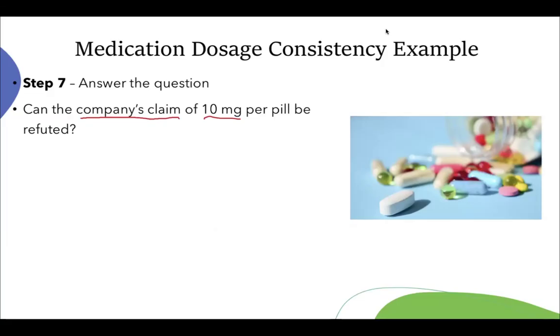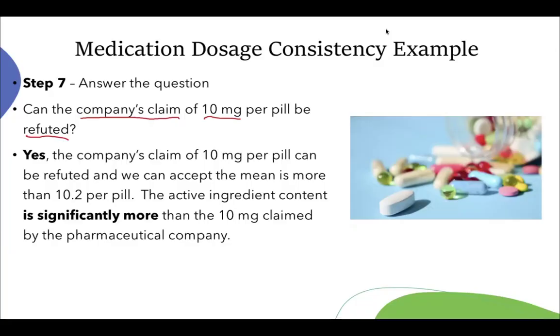Do we have enough evidence to refute what the company was saying? And the answer is yes. The company's claim of 10 milligrams per pill can be refuted. We can accept that the mean is more than 10. So it's the manager who is correct here. The active ingredient content is significantly more than 10 milligrams claimed by the pharmaceutical company. And that is the end of our lecture.